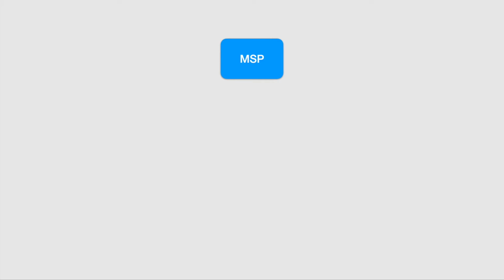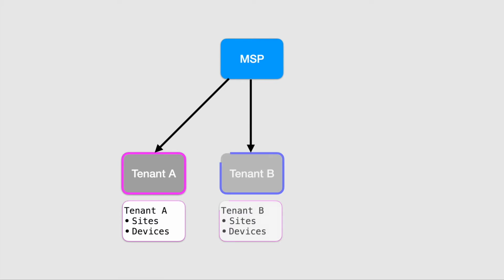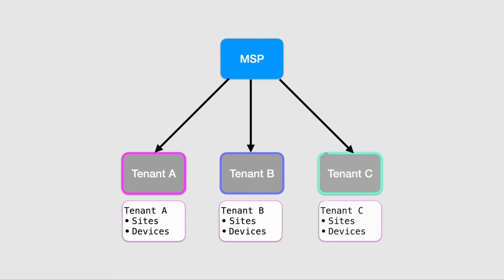Here's a graphical representation of an MSP and multiple tenants then. We have the MSP account and we create tenant A and then assign sites and devices to tenant A. We have other tenants like tenant B and tenant C, and they respectively have their sites and devices assigned to them. The tenants cannot see each other, so tenant A cannot see information about tenant B, but the MSP account can see A, B, and C.